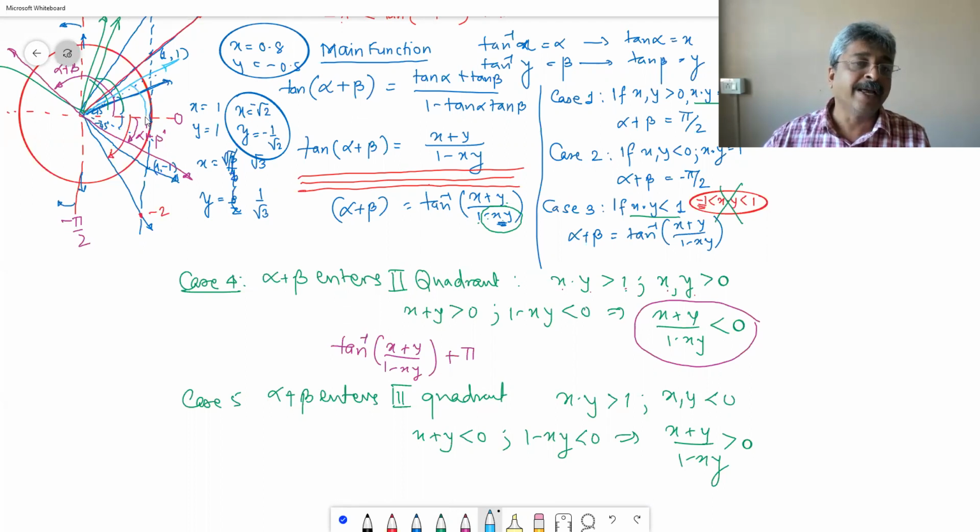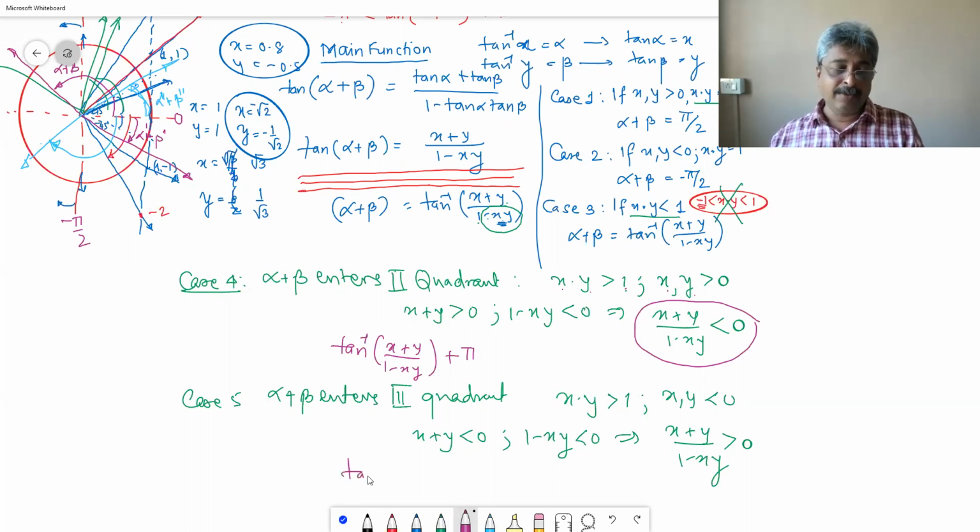So you will get this angle, and you are looking for its opposite ray. You are looking for this angle, and you will get this angle. So you say alpha double dash plus beta double dash. You were expecting alpha plus beta, but you got alpha double dash plus beta double dash, and therefore your answer should be subtracted by pi. Tan inverse of x plus y upon 1 minus xy, minus pi.